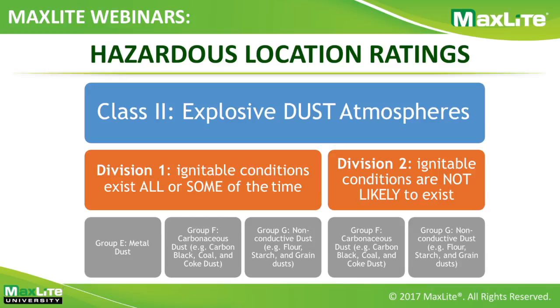And this is more something akin to your grain mills where you might have a lot of metal dust in the area. And most of the fixtures that you see out there will most likely be rated for groups F and G, but group E is also common for those with very intensive hazardous location portfolios.